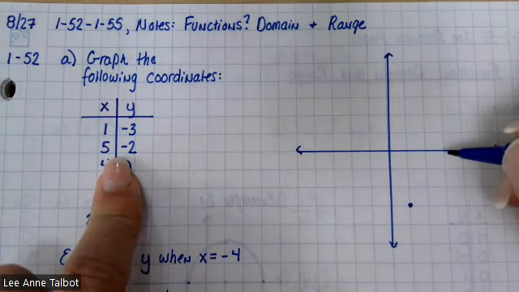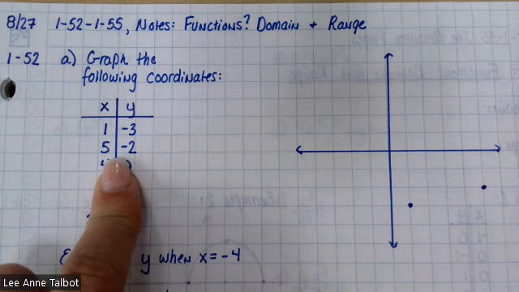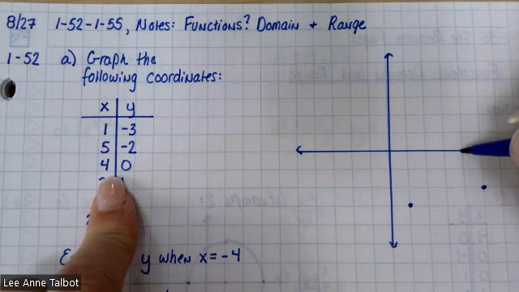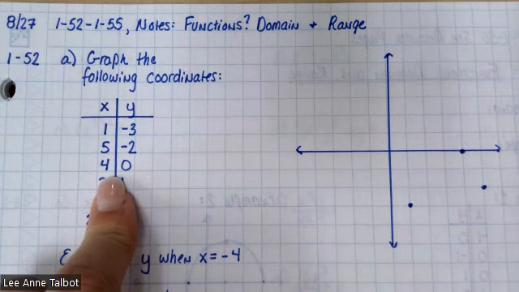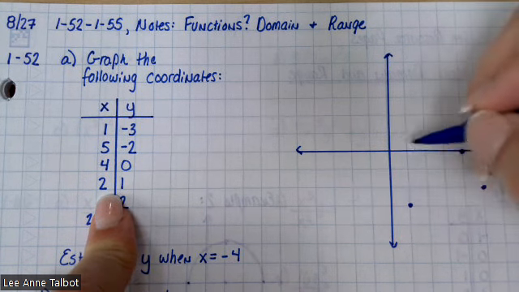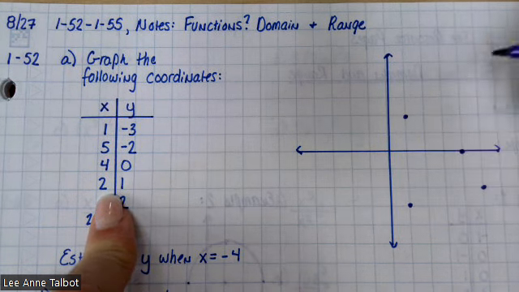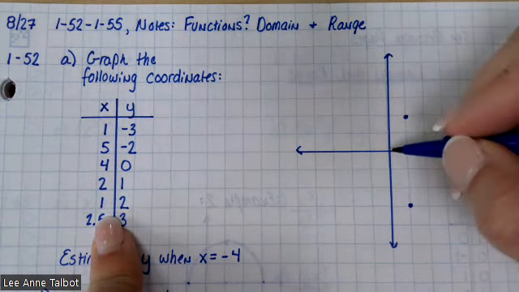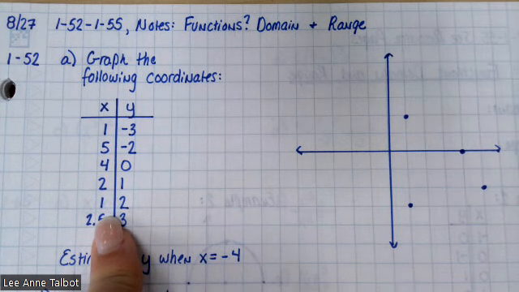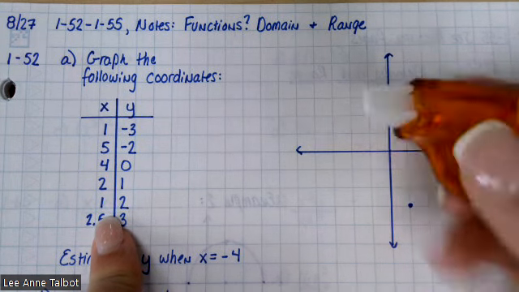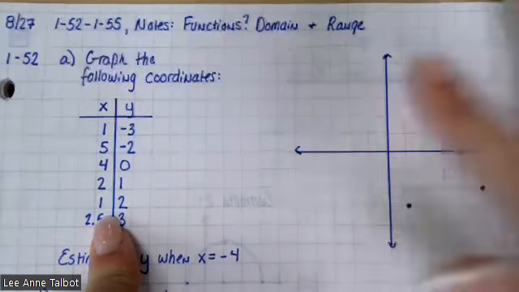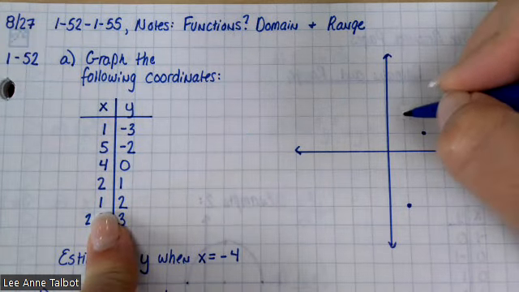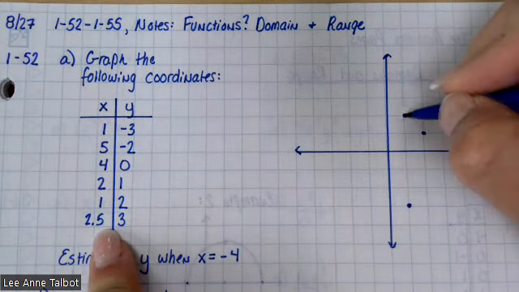Right 5, down 2, right 4, right 2, up 1. I just did the wrong thing. Gotta watch me sometimes, especially in the morning. Right 2, up 1. Oh, I guess I saw the next one. Right 1, up 2.